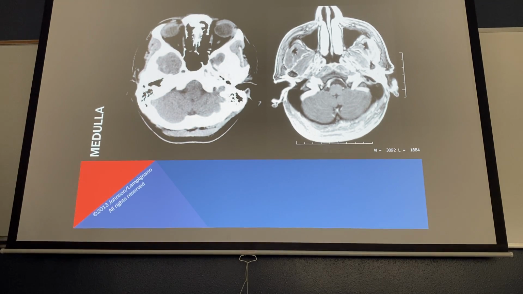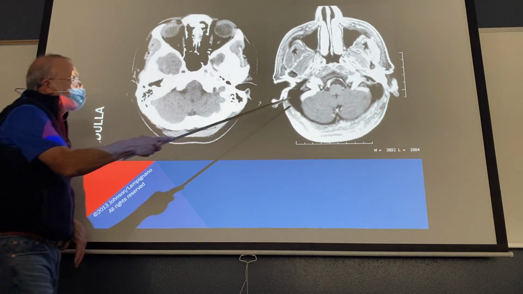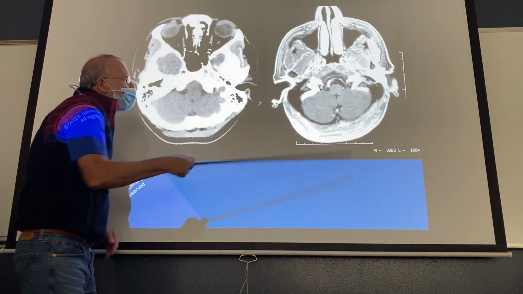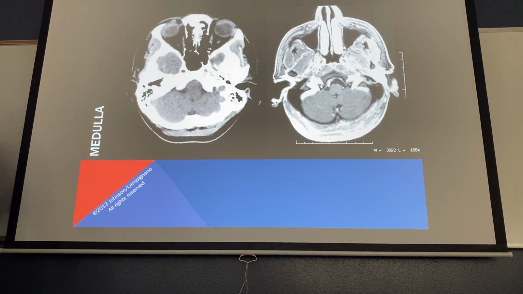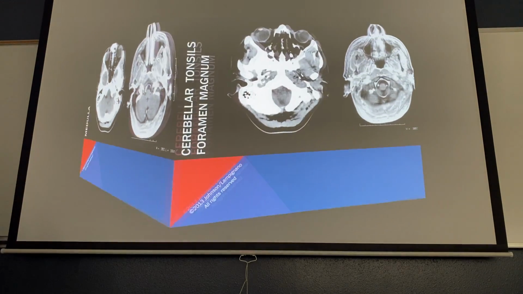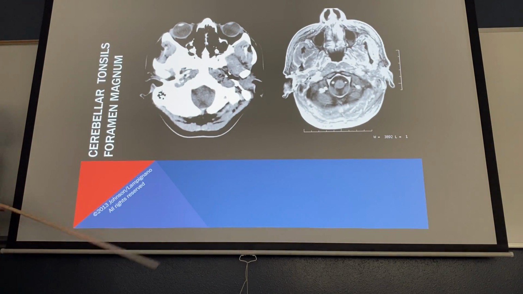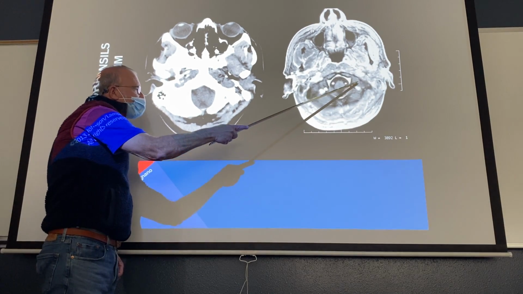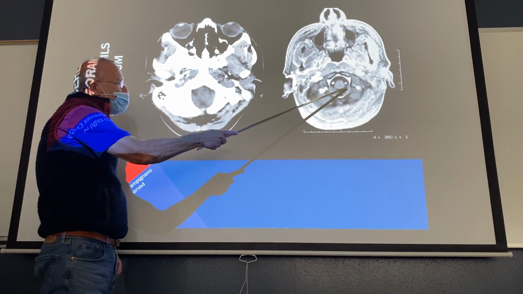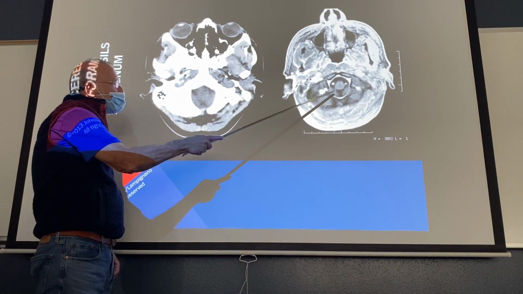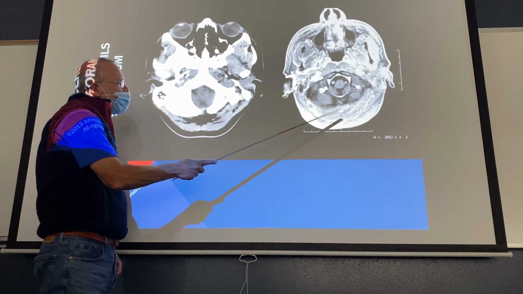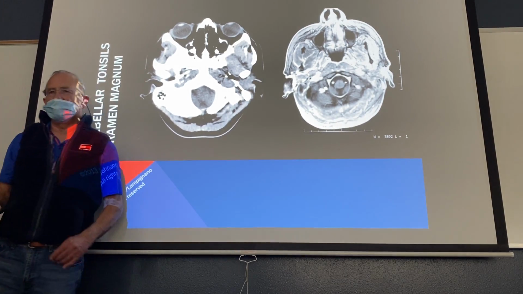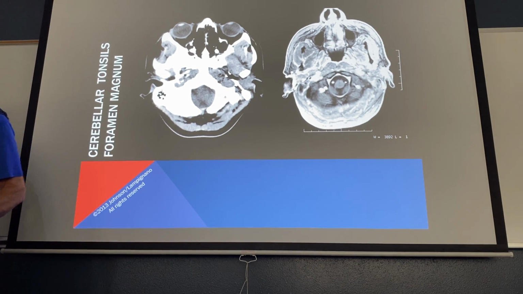And then as we work our way through, and by the way, the sigmoid sinus is coming off this way. And basically at the end of it, what we have are the pons, the two vertebral arteries, foramen magnum. Here, cerebellar tonsils. The other sinuses are gone, and pretty much that's it. Okay? That's a lot, I know.